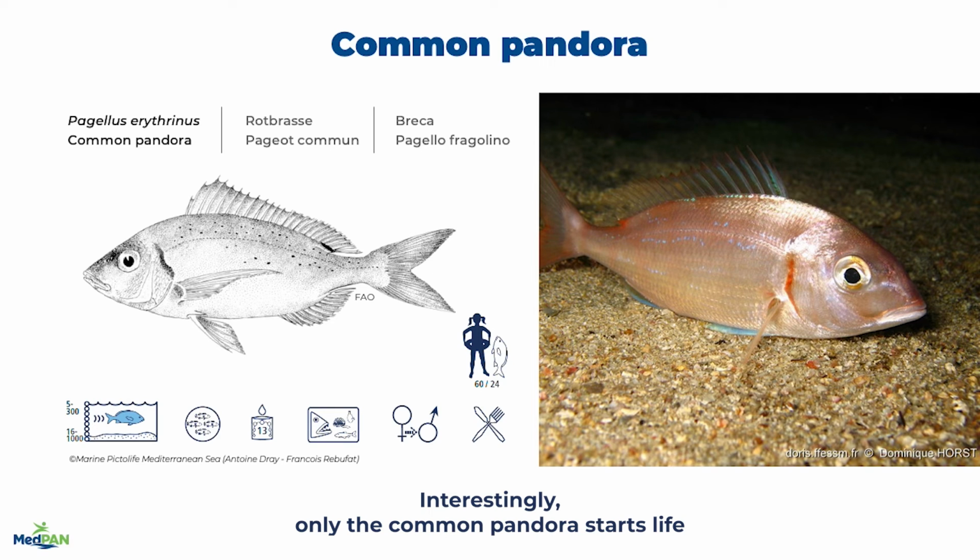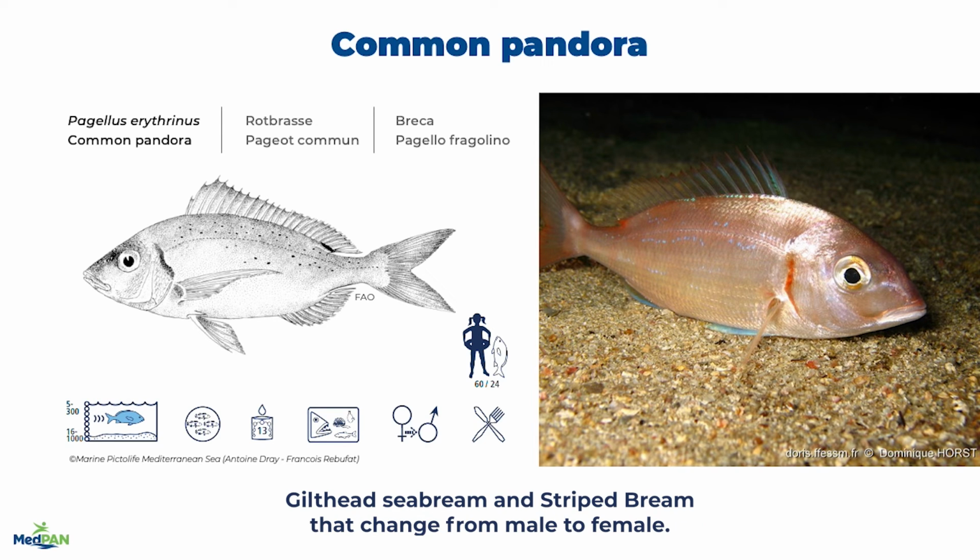Interestingly, the common Pandora starts life as a female and transforms itself into a male at around 16 centimeters in size, a process of hermaphroditism similar to the bogue, but different from that of the gilded sea bream and striped bream, which change from male to female.